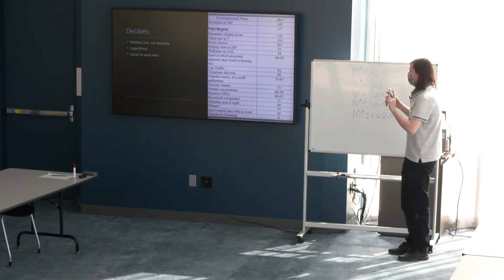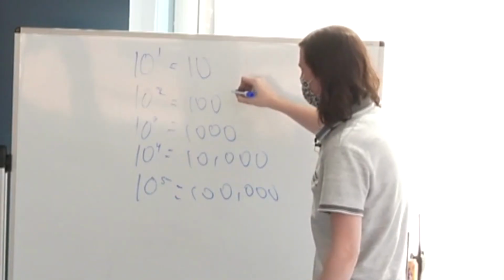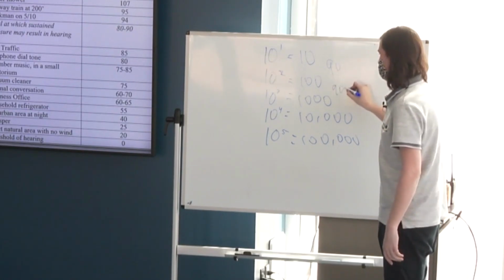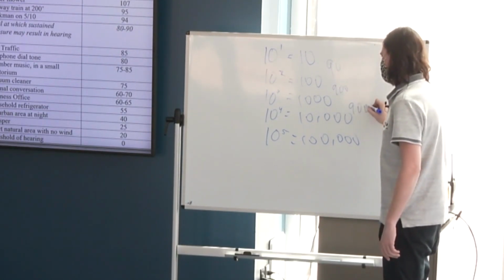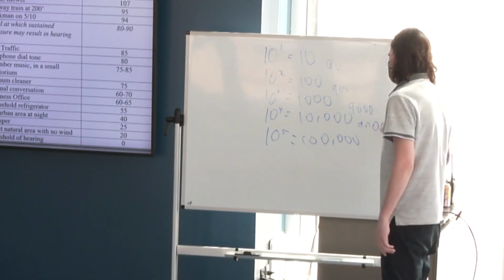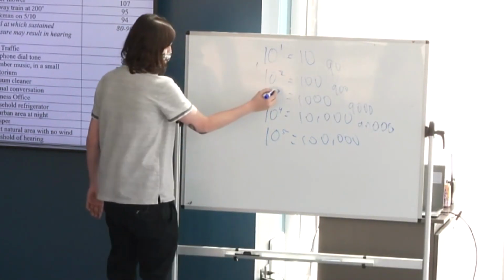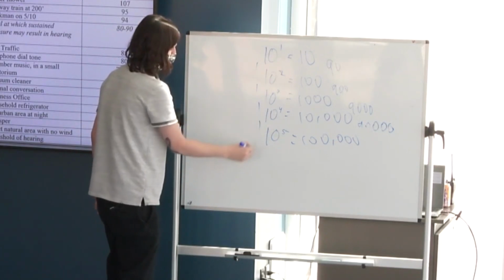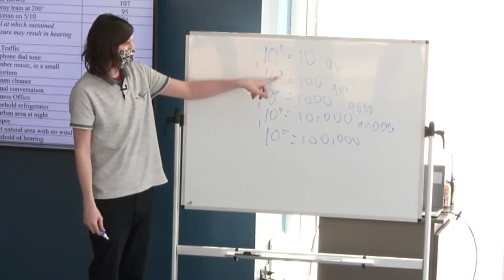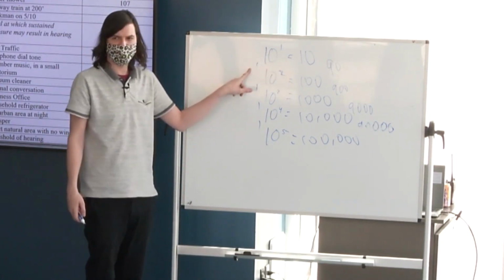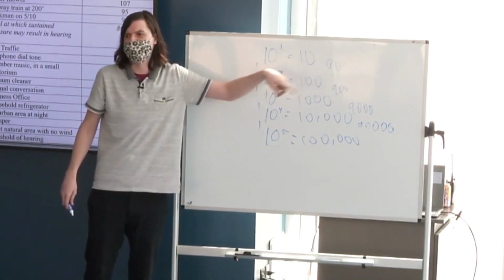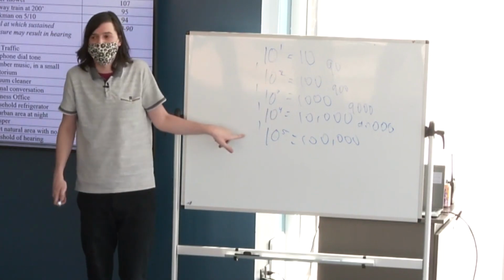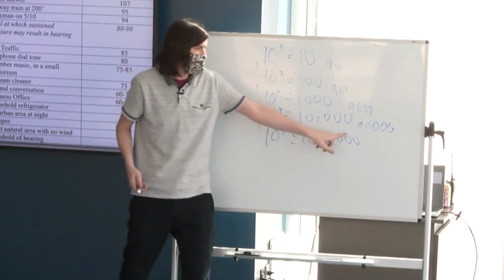But the interesting thing is 100 minus 10 is 90, 1,000 minus 100 is 900, 10,000 minus 1,000 is 9,000, and this last one is 90,000. 2 minus 1 is 1, 3 minus 2 is 1, 4 minus 3 is 1, 5 minus 4 is 1. So the difference between 2 and 1 is 1, fair, but on this side of the equation it is 90. The difference between 5 and 4 is still only 1, but on this side of the equation it's 90,000.